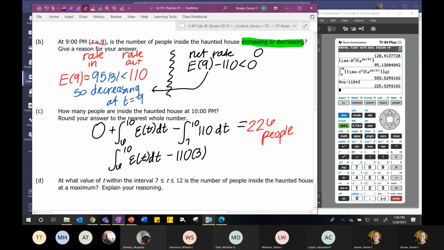So definitely probably violating some COVID restrictions there.